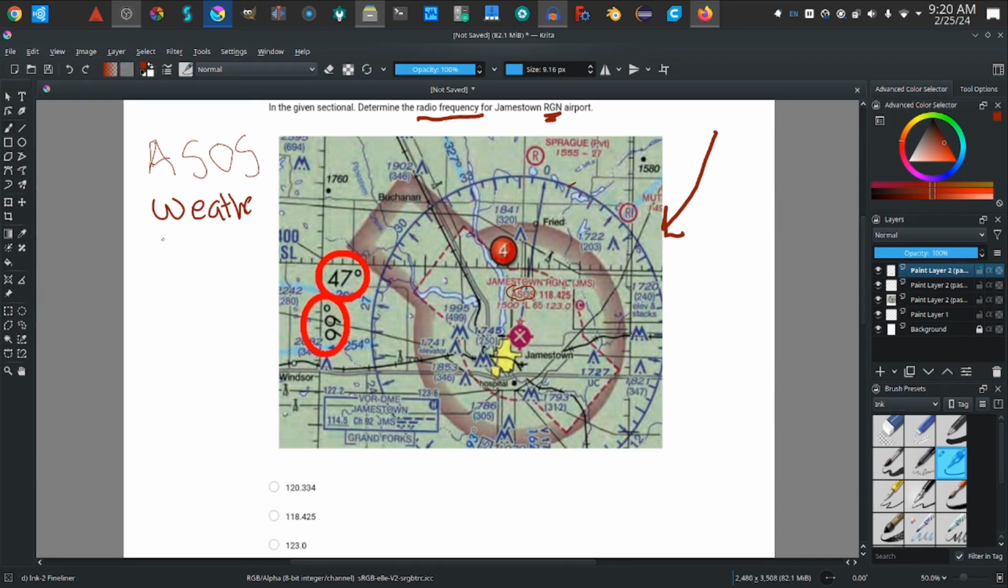118 decimal 425. But remember, it's just dealing with weather. It's just giving you information. It's not a frequency that you're talking to, so I can cross that out.